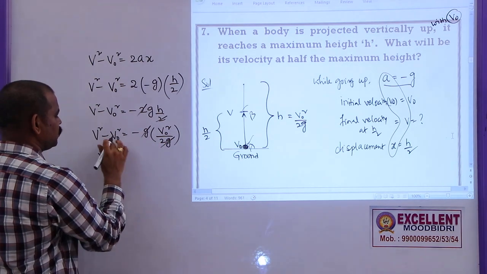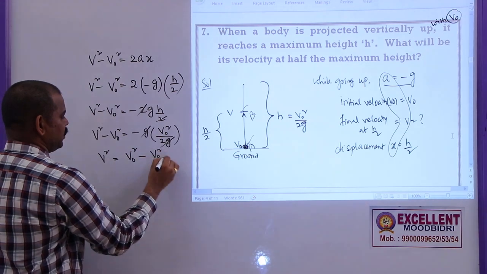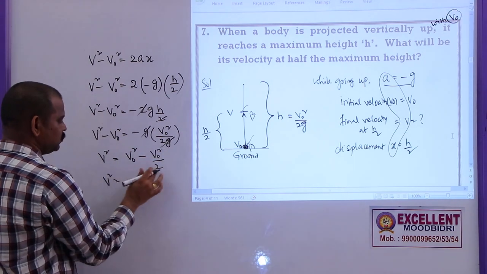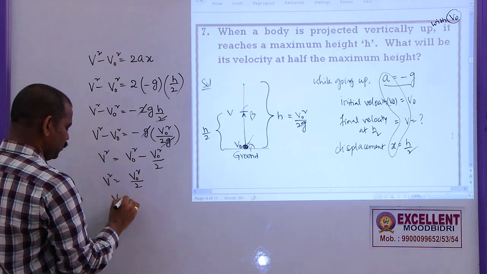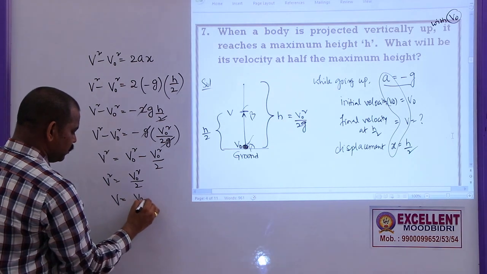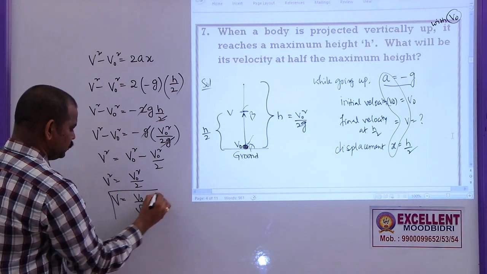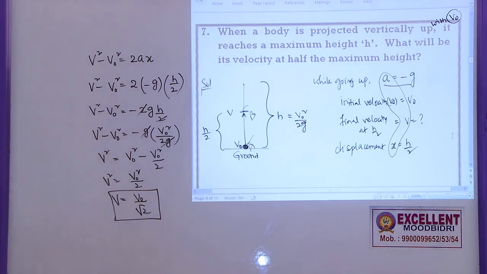So, V square is equal to V naught square minus V naught square by 2. So, V square is equal to V naught square by 2. So, the velocity at this point B is given by V naught by root 2. This is very, very important for PUC as well as competitive exams.